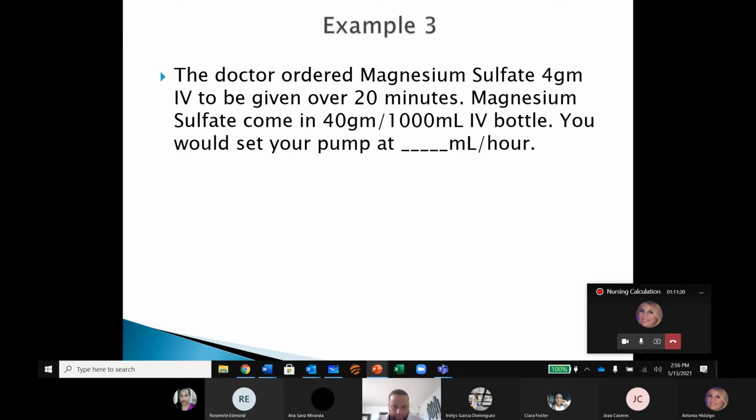I wrote it wrong. It said 1,000 ml. I thought it said 100. The order is 4 to be given over 20 minutes. Now I got magnesium sulfate comes 40 per 1,000 ml. How do you set up your problem? How many ml per hour? I now got 50, I think.